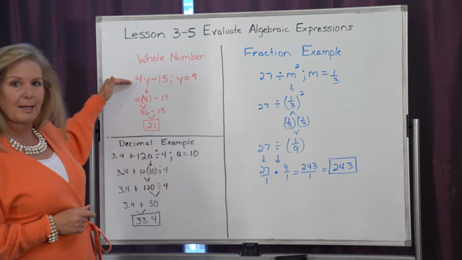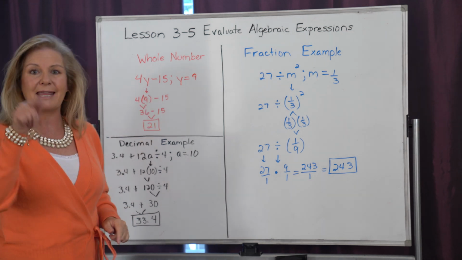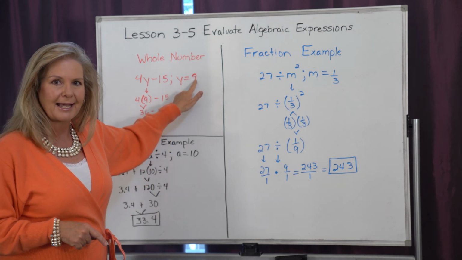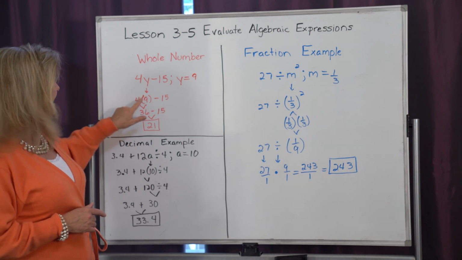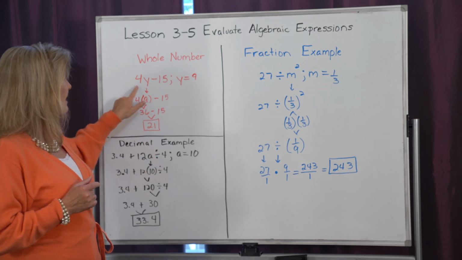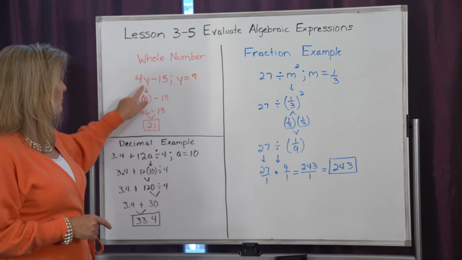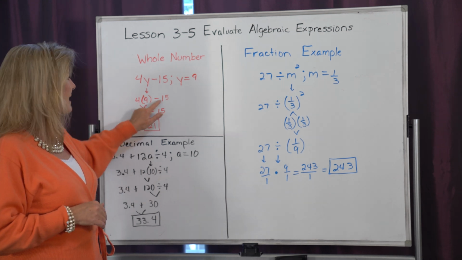So in this whole number example, we have 4y minus 15, but they told me that y has to equal 9. So all I need to do is replace 9 in the position where y was, and I can solve. Now remember, this is 4 times y. So when I replace it, I need to do 4 times 9 minus 15.